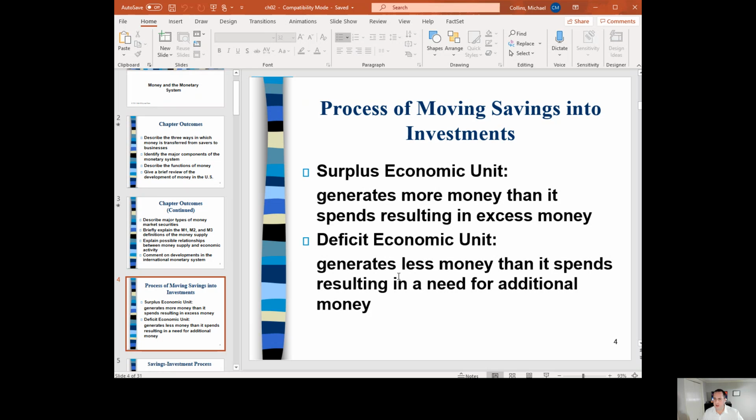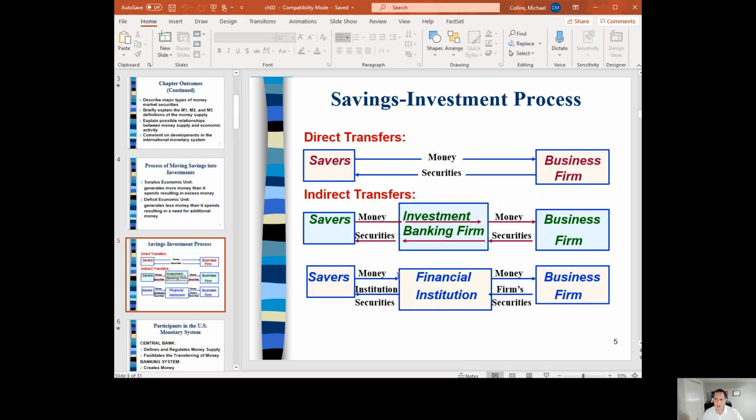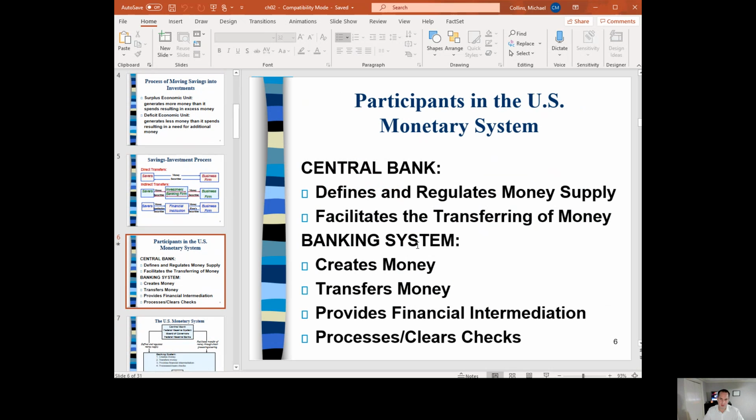Process of moving money savings into the investments. So you have a surplus, generates more money than it spends, resulting in excess money, and then deficit generates less money than it spends and in need for additional money, right? So are you a saver? Are you a spender? Is really what this does. So investment banks and financial institutions basically help move capital, right? They help the money from savers get in the hands of investment firms or companies that need capital.